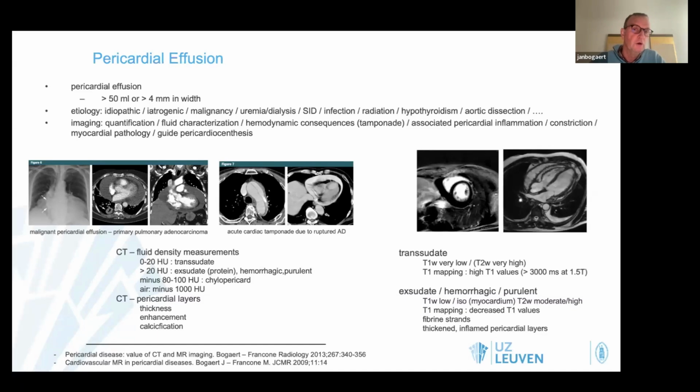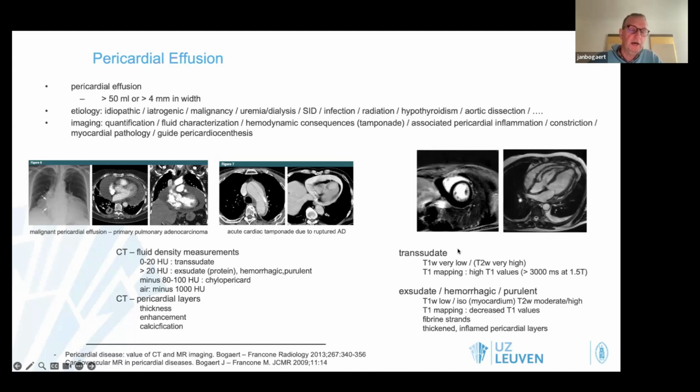So with CT, we do density measurements. And if you have Hounsfield units between 0 and 20, it's called a transudate. If it's higher, it's suspicious that it contains protein, it may contain blood, and so on. If you have a patient with pericardial effusion, always look at the thickness of the layers, at the presence of pericardial enhancement after contrast, and also look for the presence of calcifications.